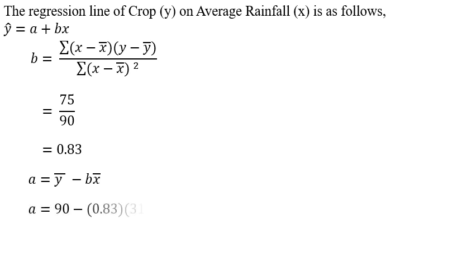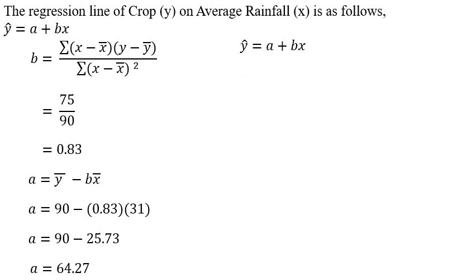Putting the value 90 minus 0.83 into 31, multiply and subtract. That way you will get the answer 64.27. The value of A is 64.27. Put this into our regression equation.